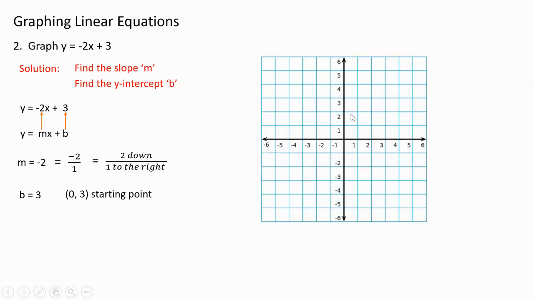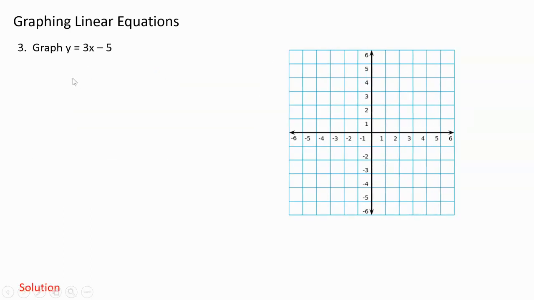So we start at 0, 3. It'll be up here, 0, 3. Then we're going to go down 2, 1, 2, and 1 to the right. So those are 2 points, and we connect them, and there's a line. You see, guys, this is the same one as number 1, but number 1 we did by plotting points, and number 2 we graphed by using the slope-intercept form.